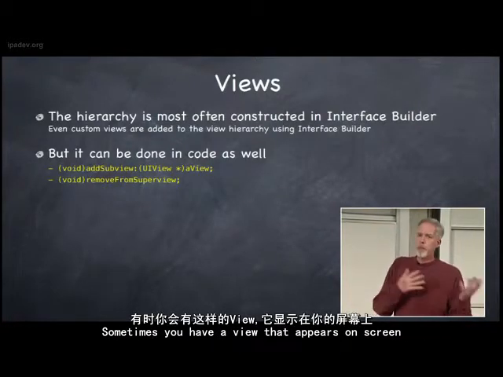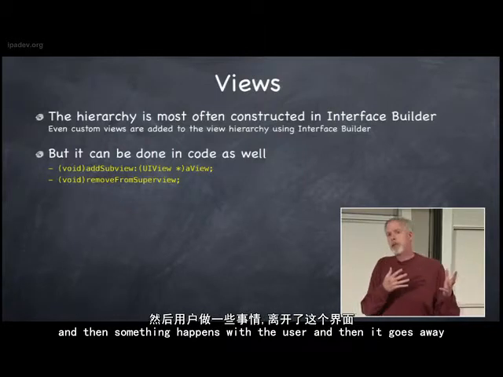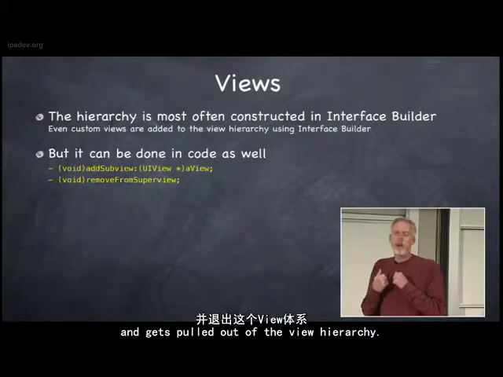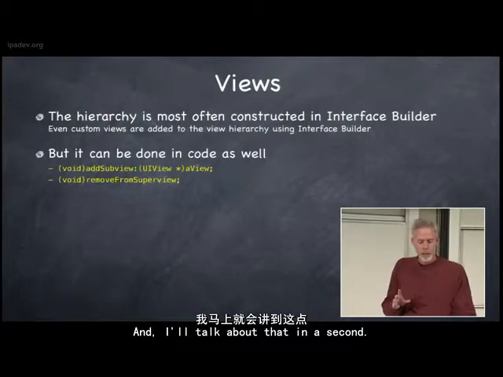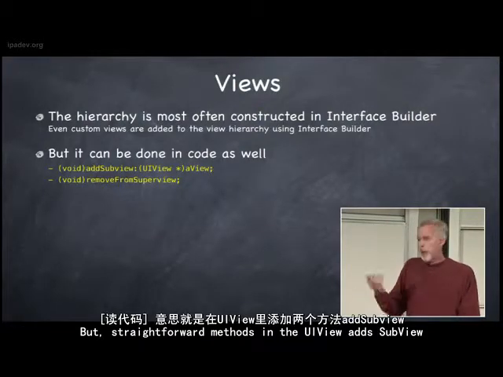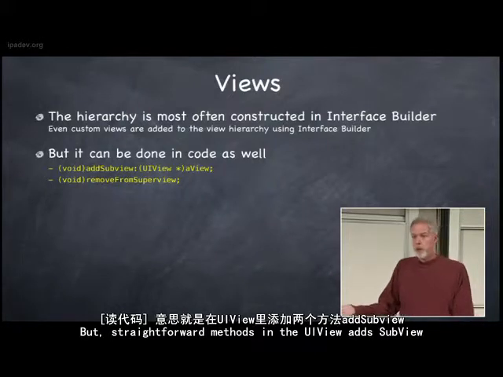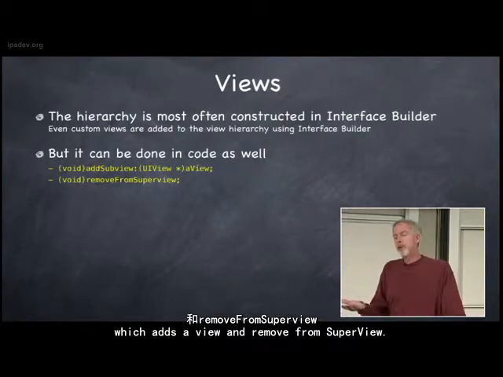Sometimes you have a view that appears on screen, and then something happens with the user, and then it goes away and gets pulled out of the view hierarchy. Although a lot of times you don't pull it out, you actually just hide it, and I'll talk about that in a second. But straightforward methods in UIView: addSubview, which adds a view, and removeFromSuperview.